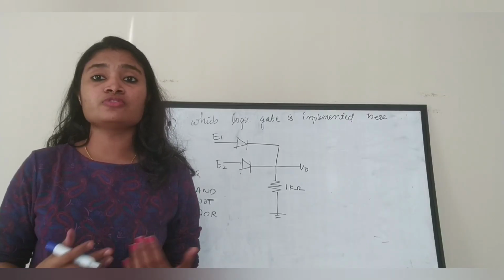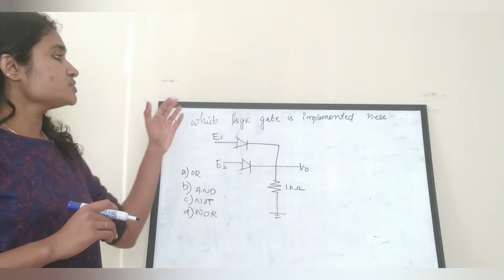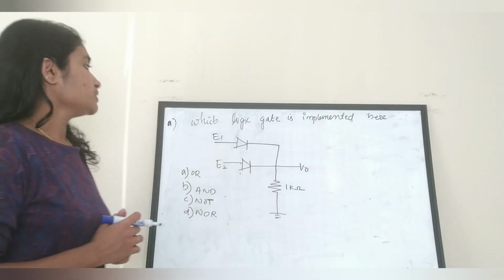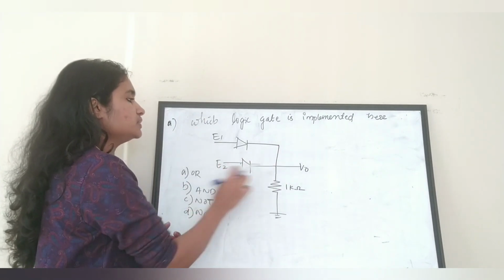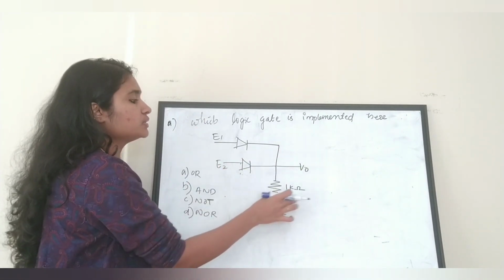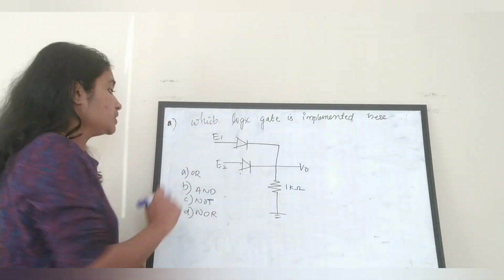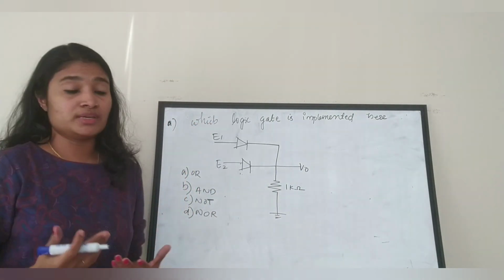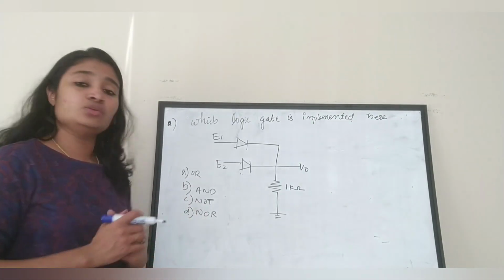Next is a question on implementing logic gates using diodes. Which logic gate is implemented here? There are 2 diodes and 2 inputs given, and there is an output with a load resistor of 1K. Which logic gate is implemented here? Options are option A OR gate, option B AND gate, option C NOT, option D NOR gate.